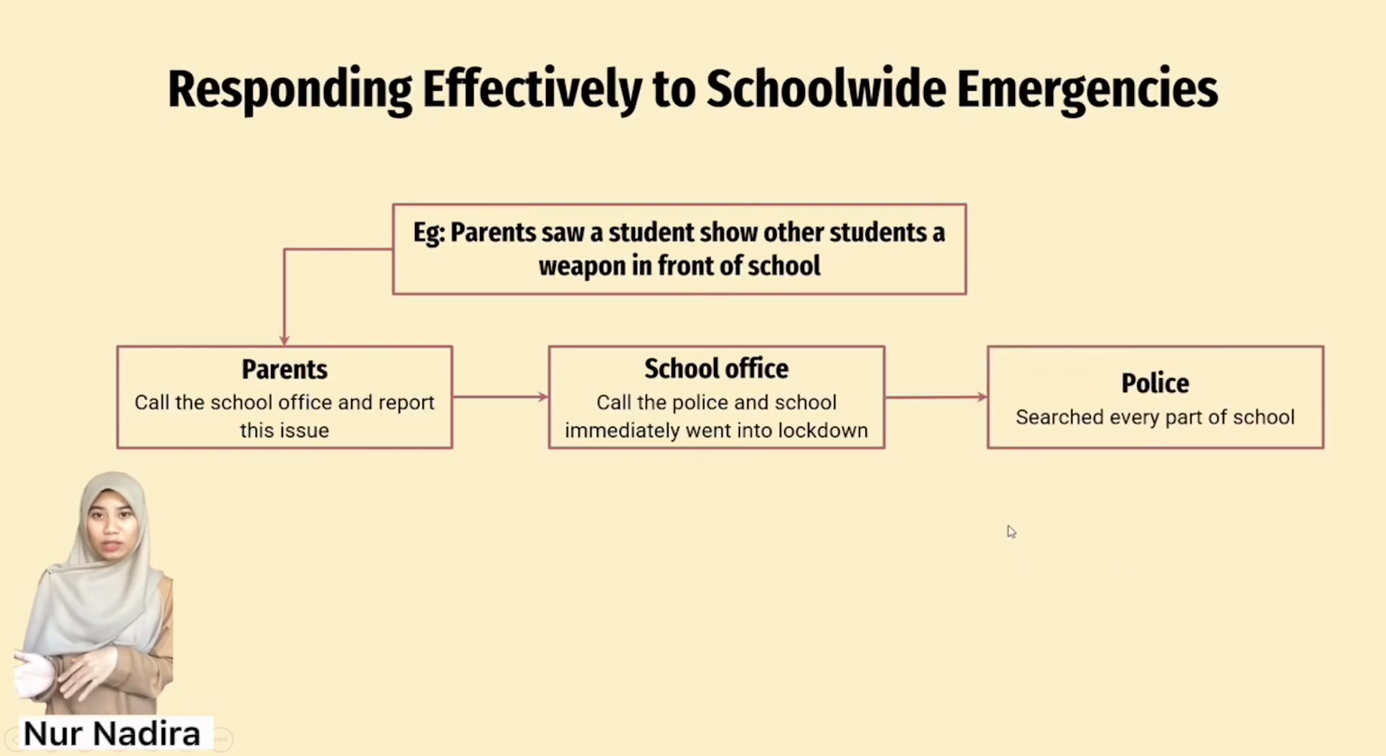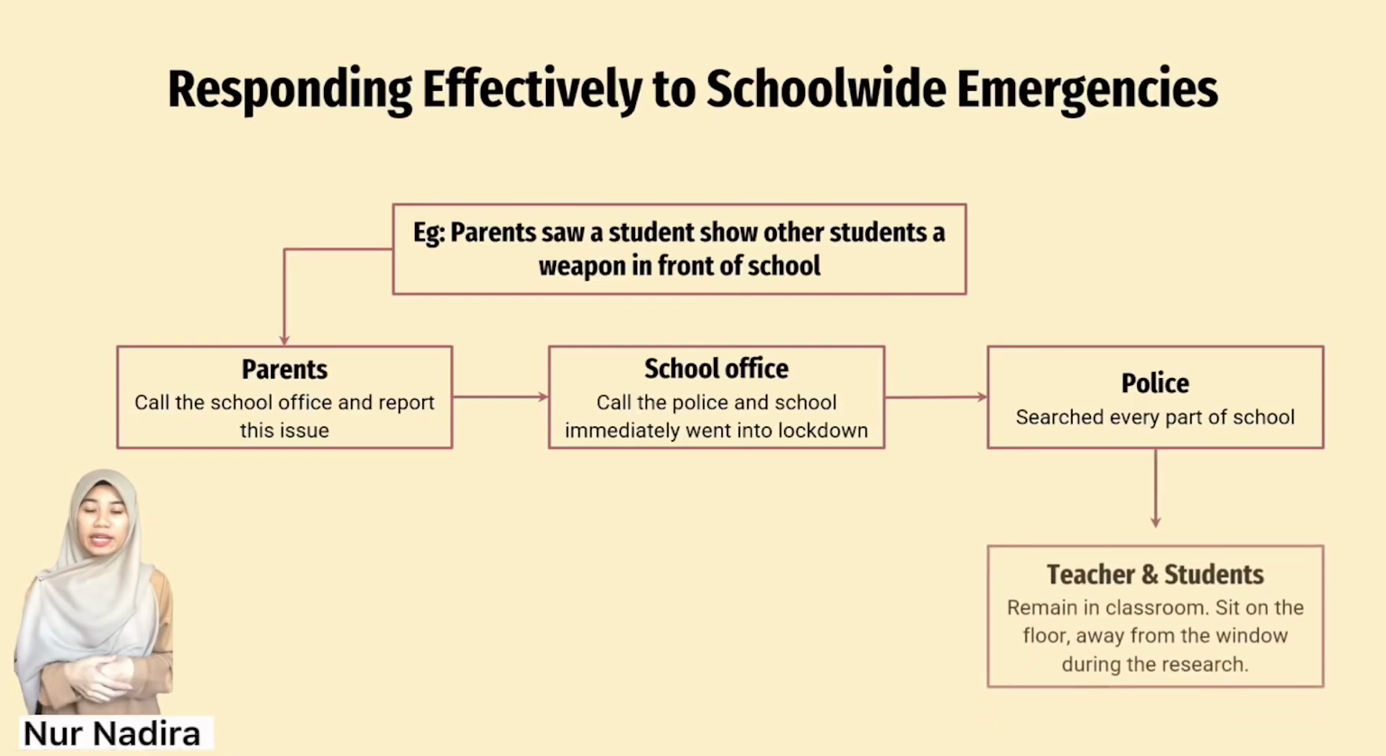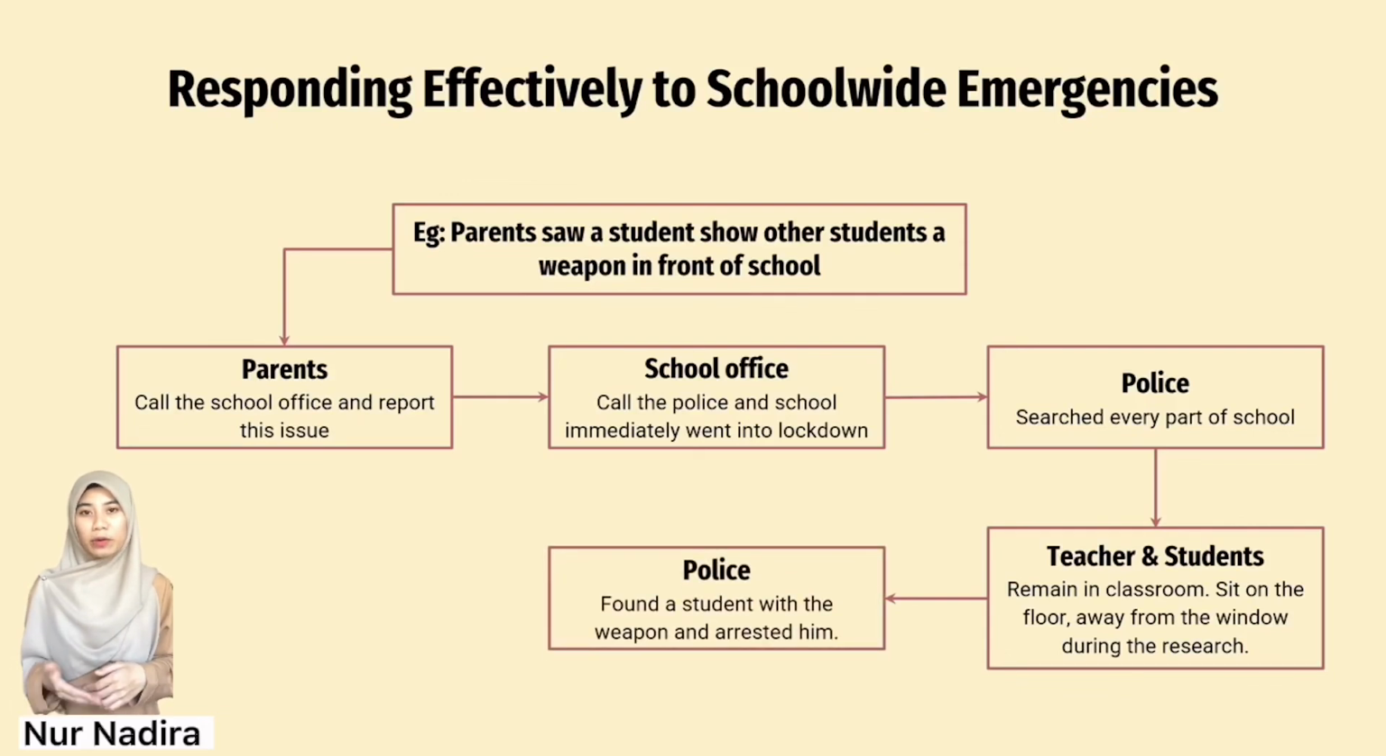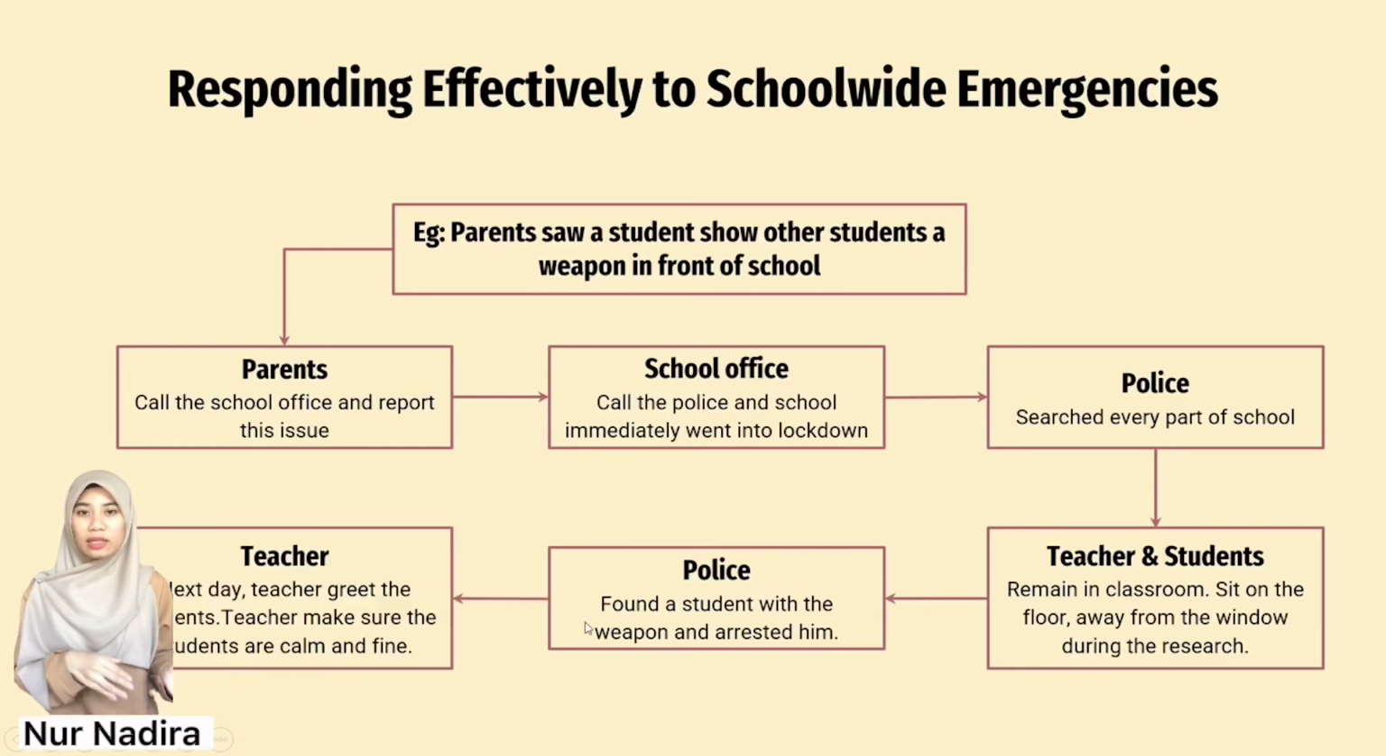So what happened to the students and teachers? Students and teachers remain in the classroom. They sit on the floor away from the window during the search. The teacher needs to make sure that the students are in a safe situation. After 2 hours, the police found a student with a weapon, a high-powered BB gun, and arrested him. So the next day, the teacher greets the students, and they need to make sure that the students are okay and calm with the incident. If the students are not okay, bring the students to counseling.